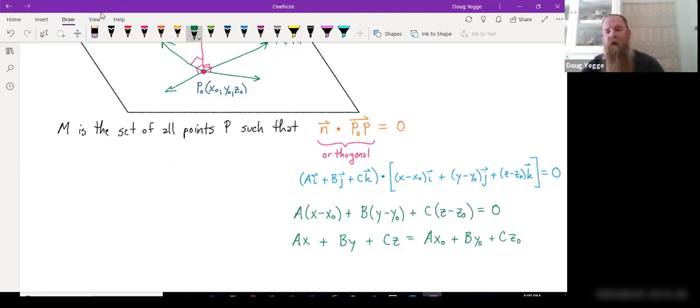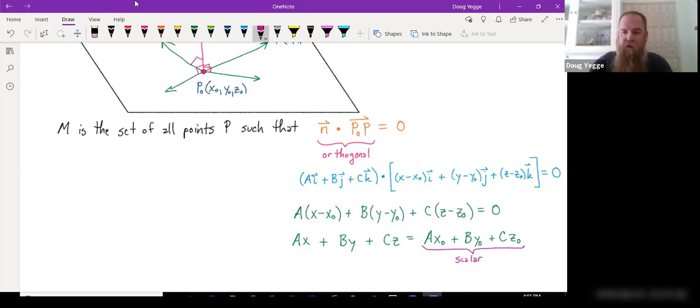Now, the reason why this is important is because this would all be given. We would have been given the normal vector. We would have been given the initial point. So this right here is a scalar.